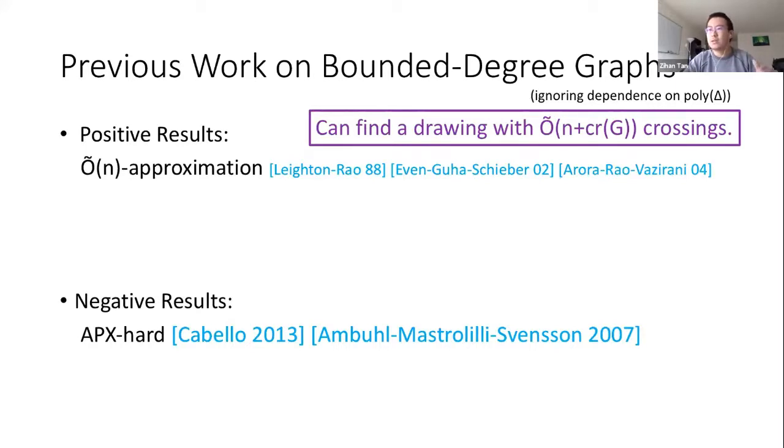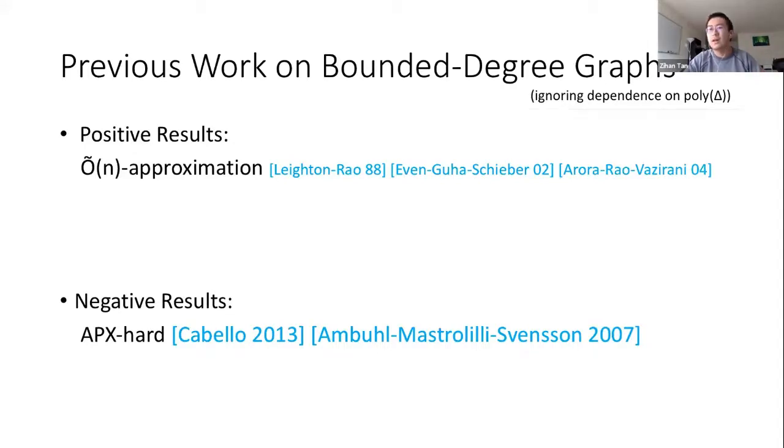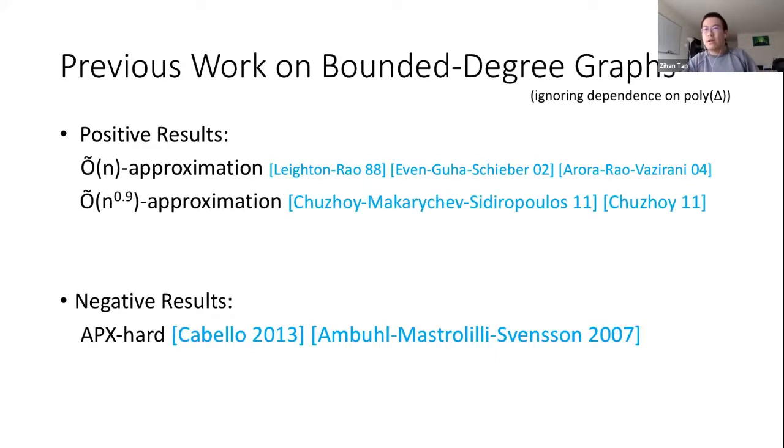Later on, it was improved by 2 papers that shave off some log factors. Meanwhile, the best hardness result is only APX-hardness. Very recently, well, not very recently, 10 years ago, by a sequence of 2 papers, first by Chuzhoy, Makarychev, and Sidiropoulos, and second by Chuzhoy, they managed to improve the approximation ratio to n to the 0.9.